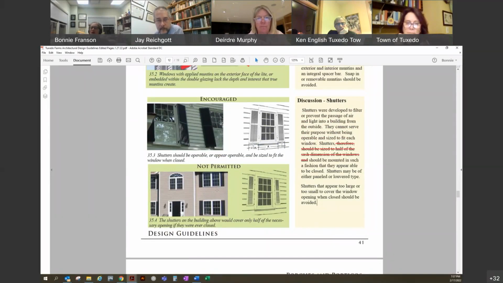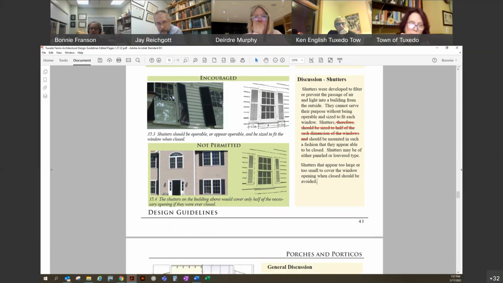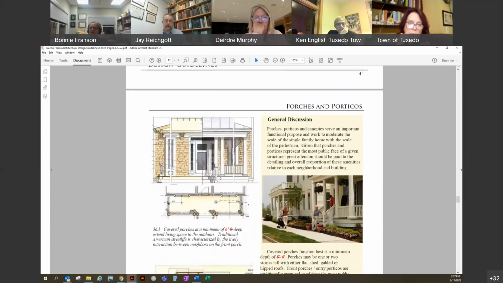Right. I mean, this project didn't anticipate double hung windows. So that's why it had a shutter requirement, because you wouldn't have double hung windows, and you would have windows that were sized, if you had shutters, so that they would look authentic. That's what the Tuxedo Farms of the past was.